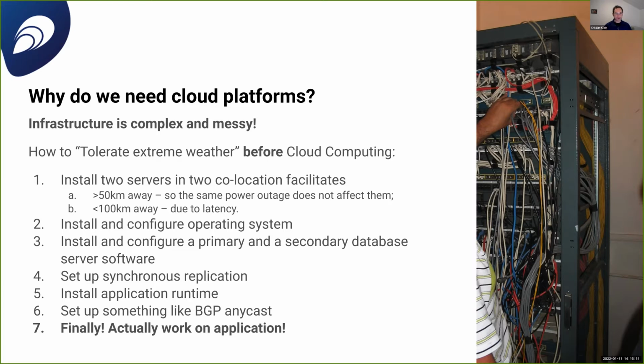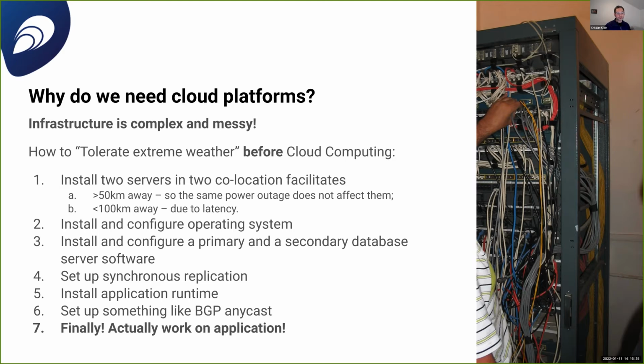Then you need to install and configure the operating system. You need to configure primary and secondary database. You need to make sure that you set up synchronous replication. You need to install the application runtime. Then you need to deal with, how do I make sure that ingress traffic goes to the healthy data center? And often you would end up with something like BGP Anycast that requires very deep integration with your network provider.